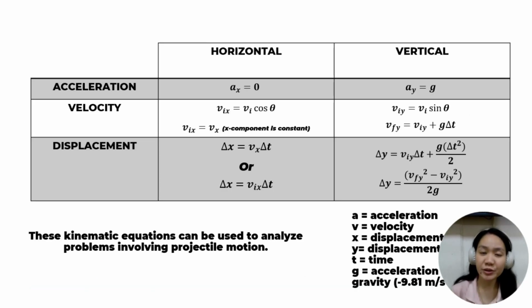Since there are two types of motions happening in projectile motions, we will have two sets of equations, one for the horizontal and one for the vertical. And these equations are for acceleration, velocity, and displacement along the horizontal and along the vertical. I would like to highlight that acceleration along the horizontal is 0 because remember that the motion in the horizontal is uniform. Thus, there is no acceleration. Nothing will cause the object to speed up or slow down along the horizontal. On the other hand, in the vertical, we have a uniform acceleration, which is acceleration due to gravity.